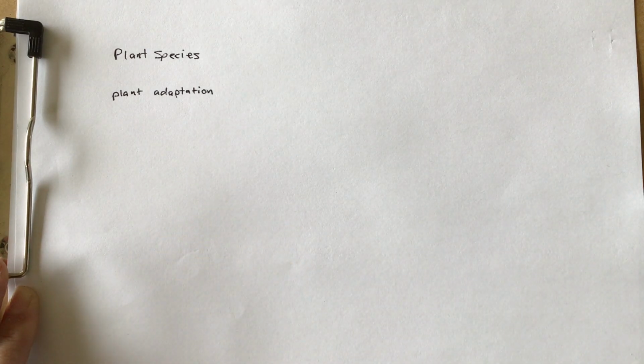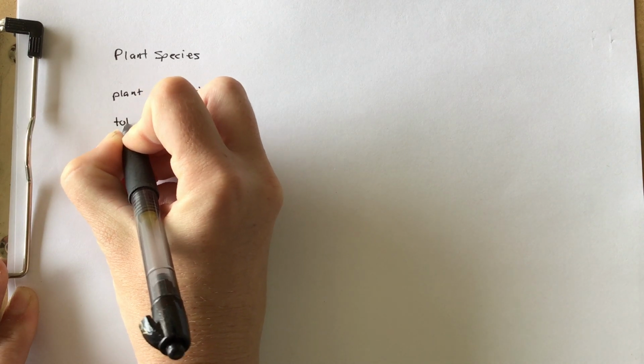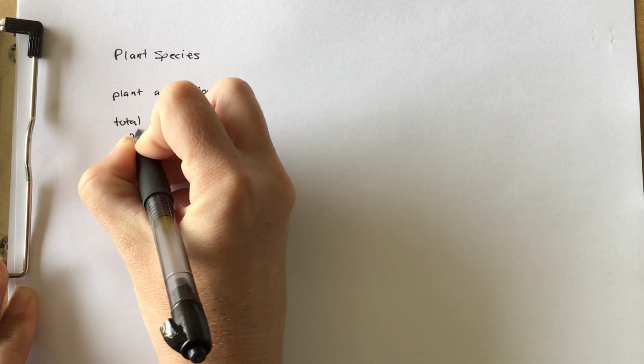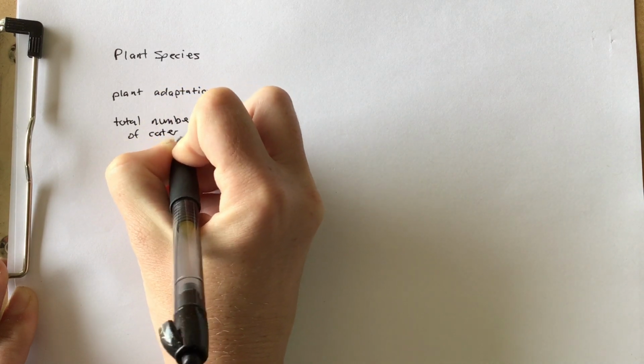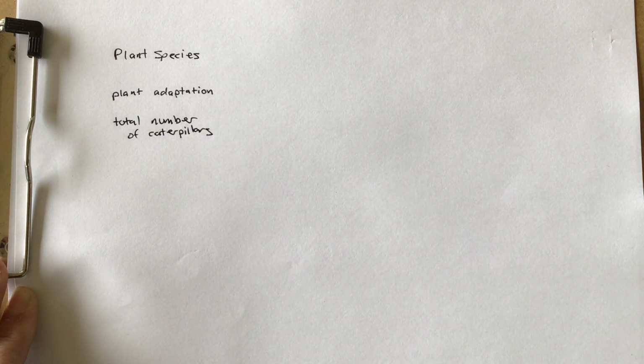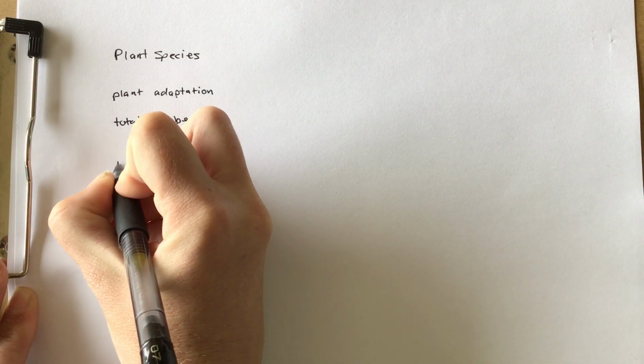Next, we want to write down the total number of caterpillars that we placed on each of those plant types. And after that, we're going to write the number of attacked caterpillars, or caterpillars that we saw attack rates on.